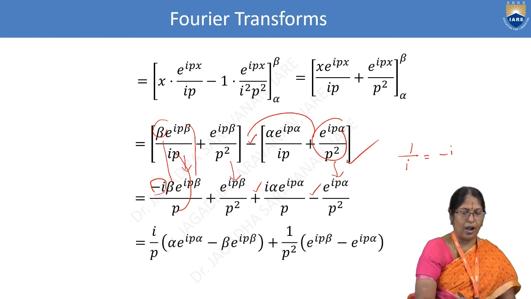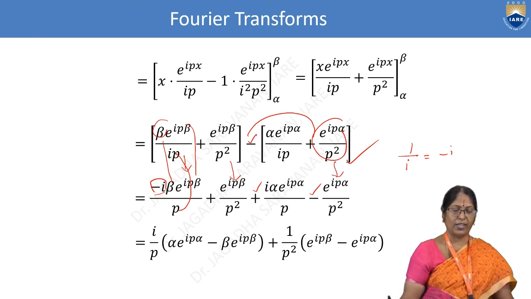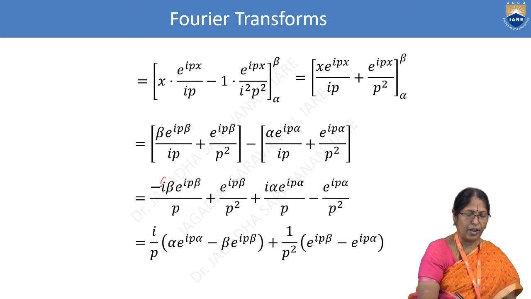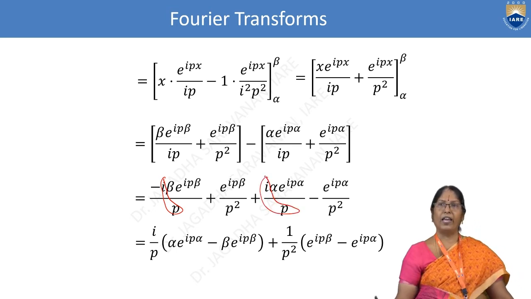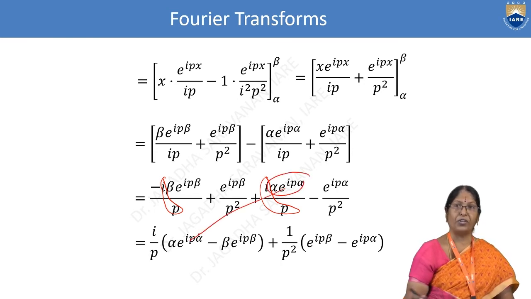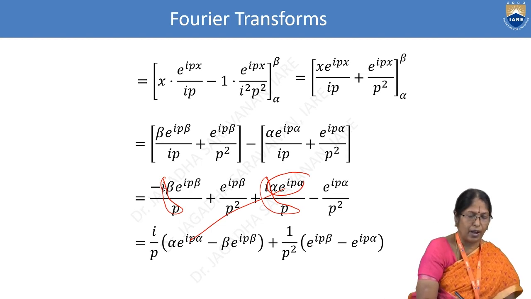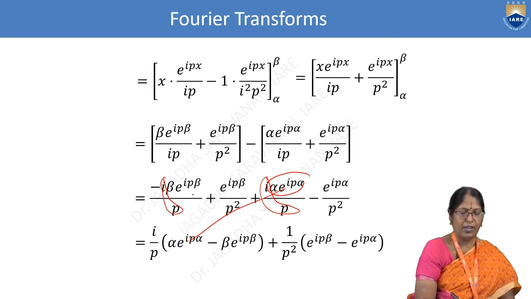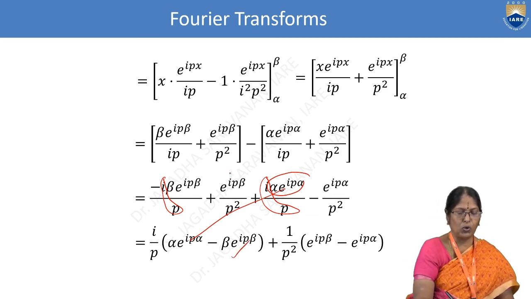Now, 1 by ip, we have taken common out. Now this 1 by ip, where is it? Here it is. So the remaining alpha that we brought here: alpha into e power ip alpha. Here 1 by ip has come out. The remaining is minus beta e power ip beta. Fine, these two terms are there.